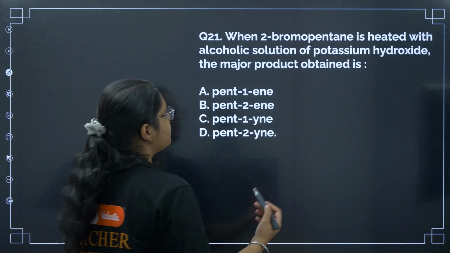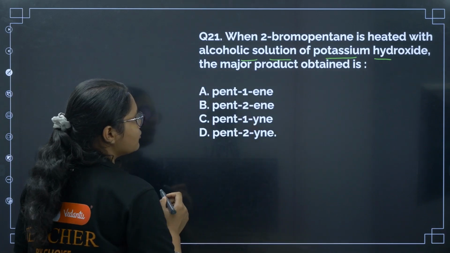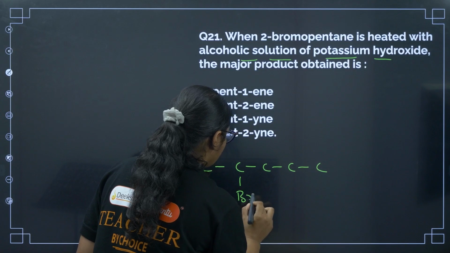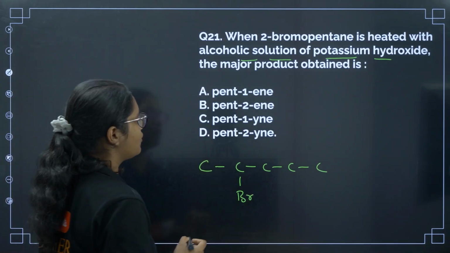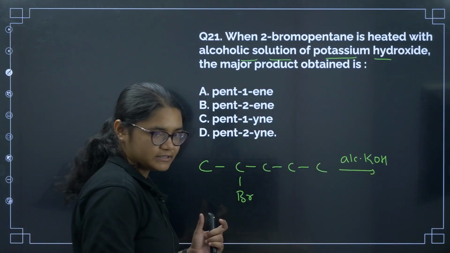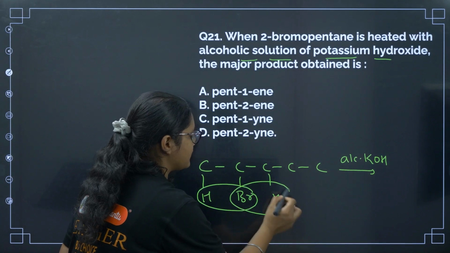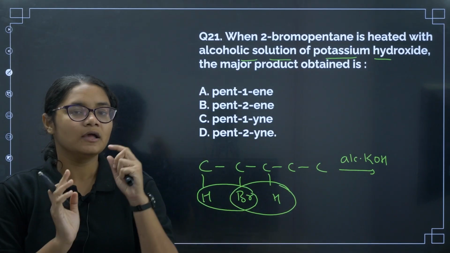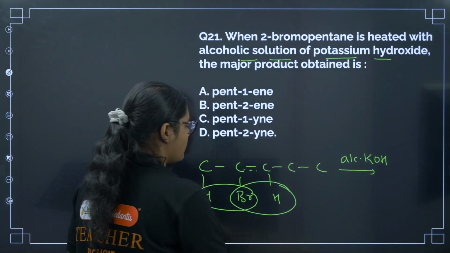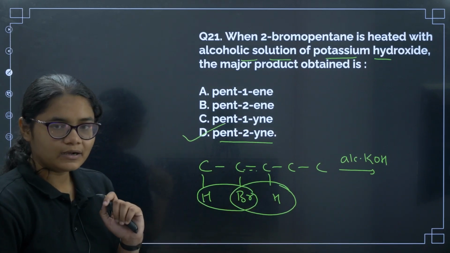Next question. When 2-bromopentane is heated with alcoholic solution of potassium hydroxide, the major product is? So we have this one. Now you see there will be an elimination reaction, but there can be 2 eliminations, like this HBr can go and this HBr can also go, but we have to produce the more substituted alkene, that is your Saytzeff rule. So this bond will form, so I'll get 1, 2, 3, 4, 5, pent-2-ene. The correct answer is option number D.